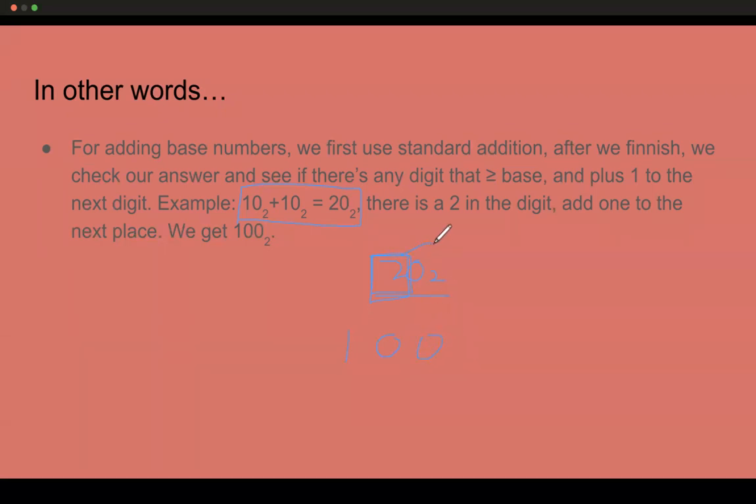Think about it as when you have 9, right? When you have 9 and you plus 1, what happens? Kevin, what happens when we plus 1 to 9?